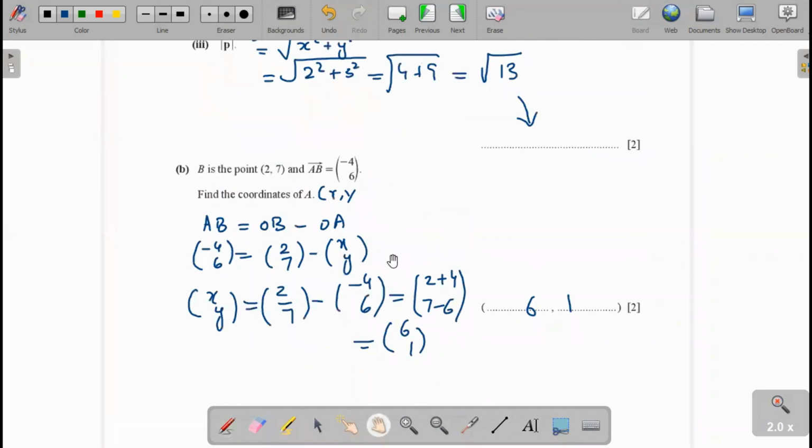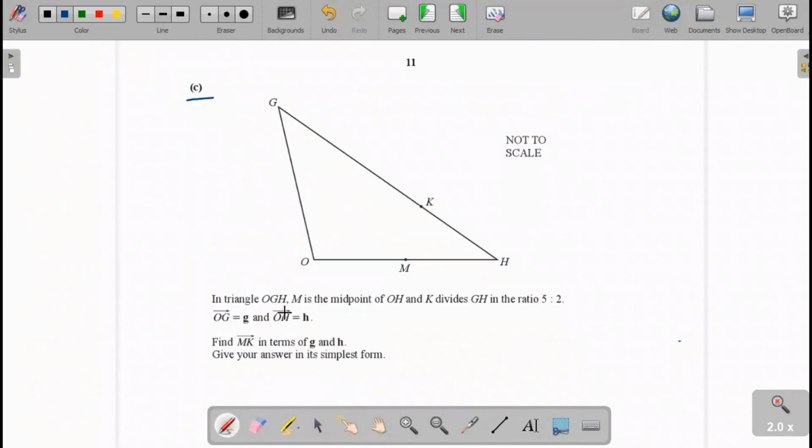Now the next part of this question. Now see, in triangle OGH, M is the midpoint of OH, and K divides GH in the ratio 5:2. OG is equal to g, OH is equal to h, and find MK in terms of g and h. Now you see here, that OG vector is small g and OH is small h. Now M is the midpoint, therefore the position vector of OM will be equal to OH over 2, that will be equal to h over 2.